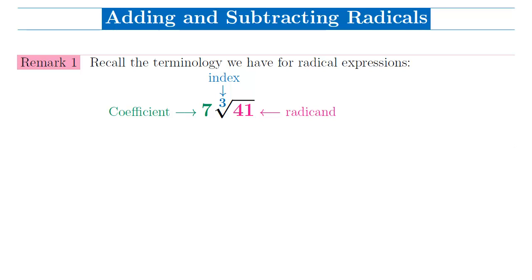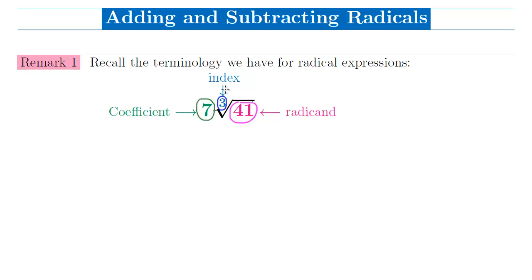Our next topic discusses adding and subtracting radicals. In order to do that efficiently, we have to remind ourselves of some terminology. When you're dealing with radical expressions, the number that tells you the type of root is called the index. The number underneath the radical symbol is called the radicand. And if you happen to have another number out in front being multiplied, that's called a coefficient.